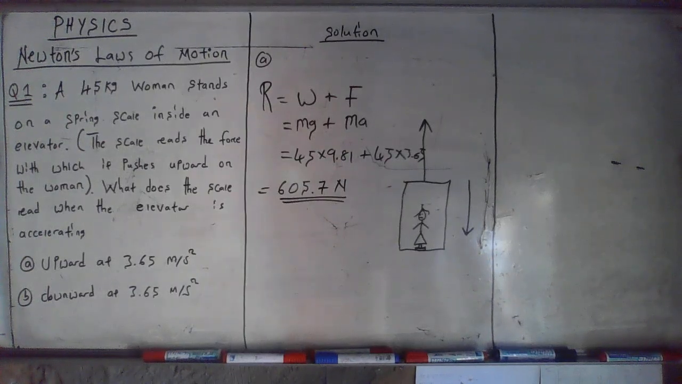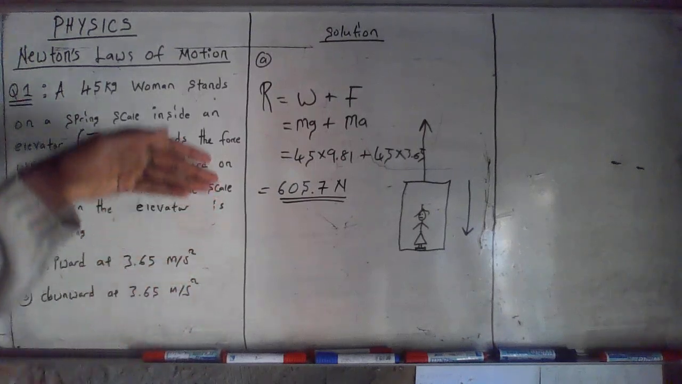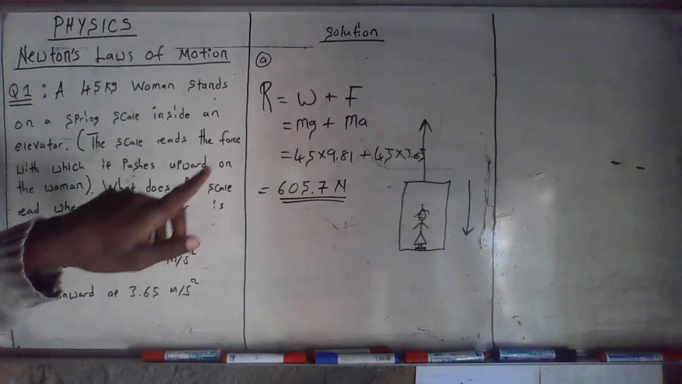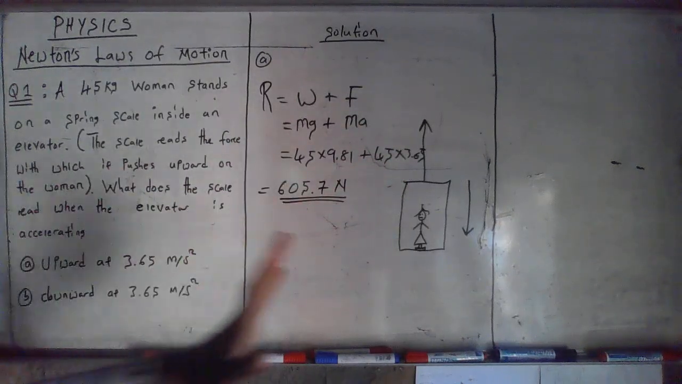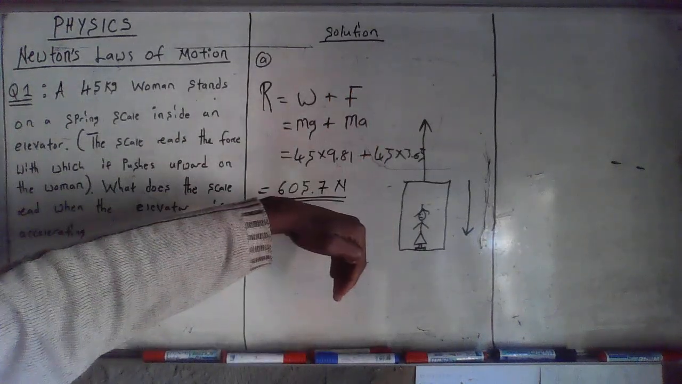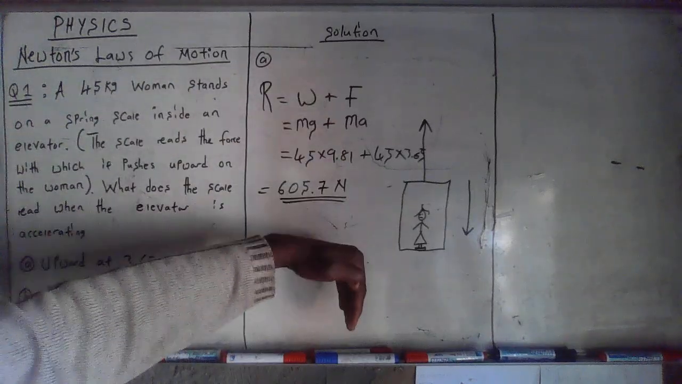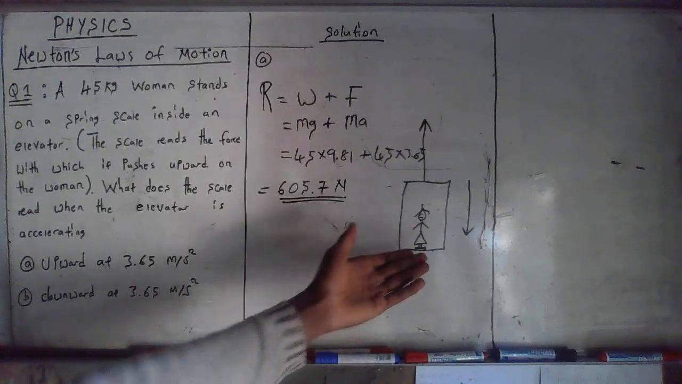Okay, so it's more like you are reading the scenario. When it is moving upward at a certain acceleration, it means that there is a force acting downward as a result of the same acceleration. In other words, the force which will be pulling this thing upward is the same force that will be pulling the woman downward. So there is that force which is pulling the woman downward plus the woman's weight. This will be the reading for the scale.